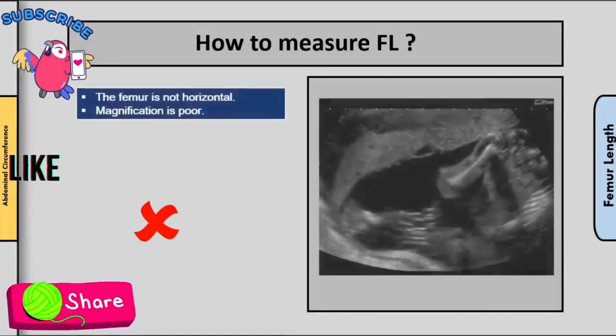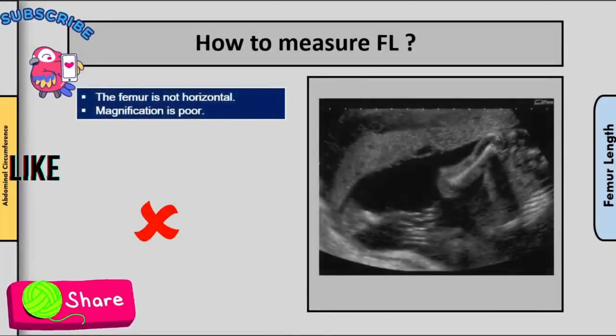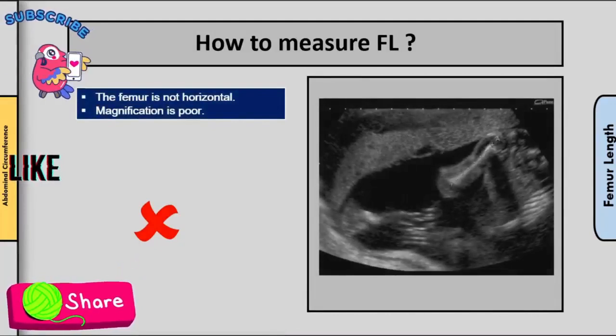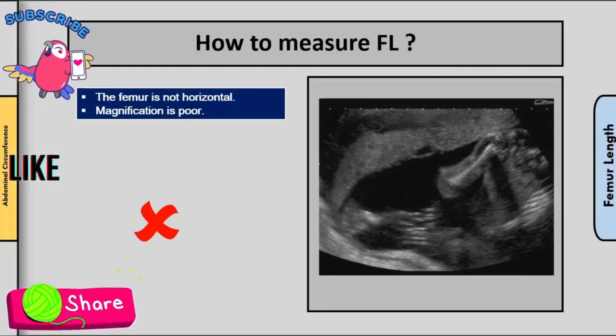Another example here of incorrect estimation of femur length. As you can see, the femur is in oblique position. In addition, the magnification is also poor, leading to unclear visualization of the bony ends and subsequent incorrect measurement.